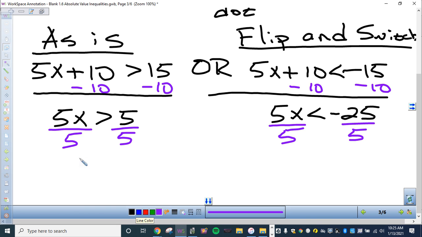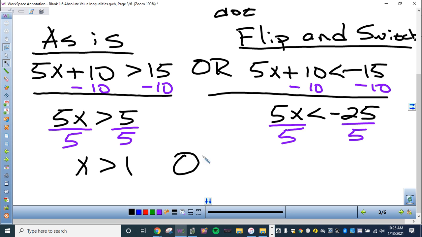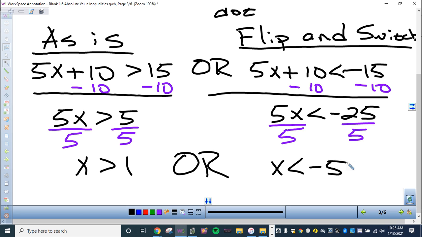So we get x is greater than 1, or x is less than negative 5. So just remember, we do not flip the inequality on that second equation, the equation on the right, because we're dividing by a positive. So it doesn't matter if the numerator is negative. Only if you multiply or divide by a negative do you flip the inequality. If you forgot that rule, write it down again. You've got a greater chance of remembering if you do.